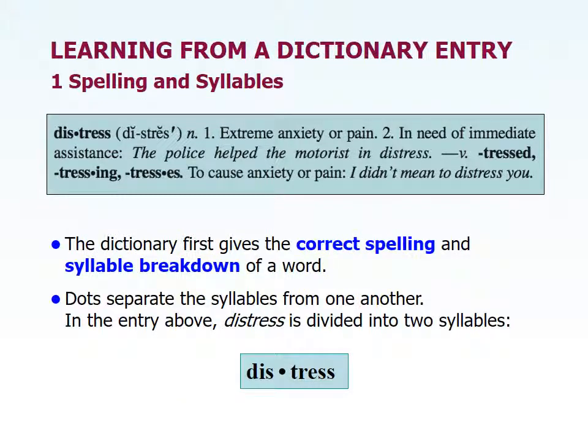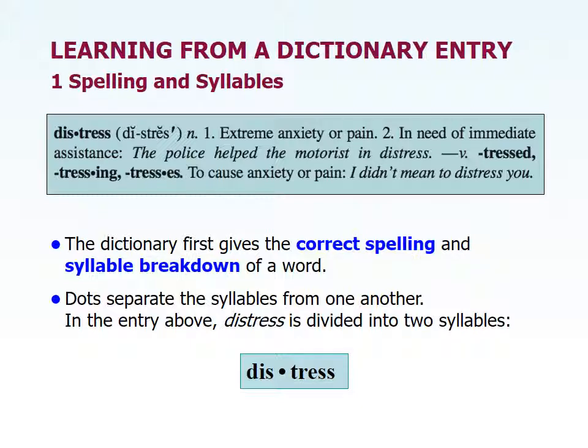So the first thing is spelling and syllables. The first thing that you're going to get is how to spell the word. So in this case, we have the word distress, and you'll see that the first entry is distress, right? That it shows you there. It also will give you the syllables with the spelling. So you'll notice that in the dark black, we have one dot between dis and tress, and that tells us that the word is 2 syllables.